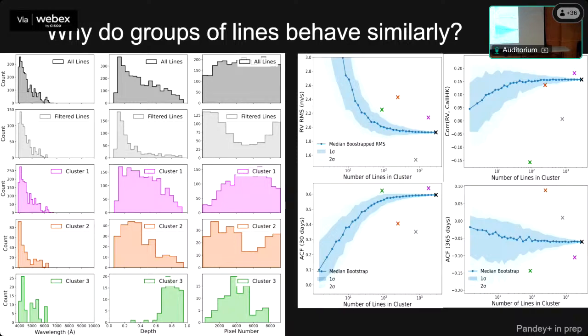So we're beginning to understand not necessarily the microphysics, but the macrophysics of what are the properties of the groups of lines that are useful for decorrelating our stellar activity signals from the Doppler shifts imposed by planets, and beginning to try to turn those into powerful tools for finding planets.